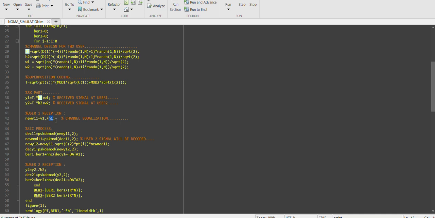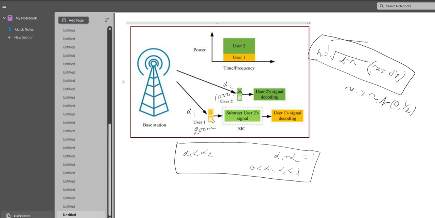Now after that, user 1, as you can see, is a strong user. So it needs to eliminate the interference effect coming from user 2. User 2 has higher power, so the received signal at user 1 will have an interference from user 2, and this interference has higher power than the power of the signal of user 1. So it needs to do the SIC here so that it can eliminate the interference effect coming from user 2.